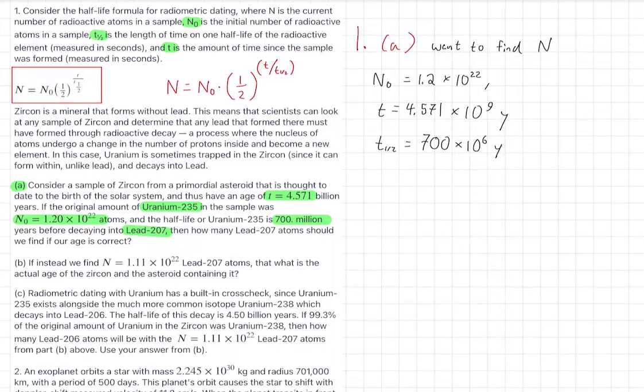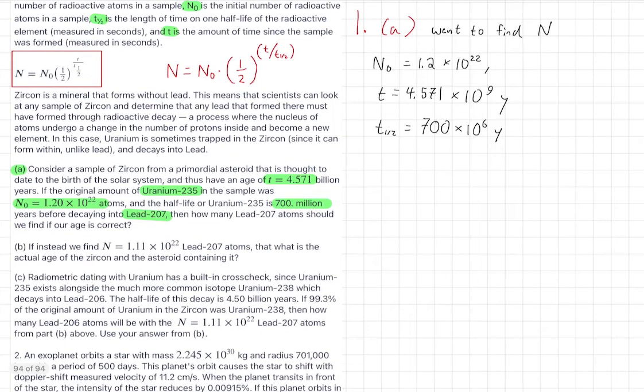So in this case, you have everything you need to plug into it. You just need to make sure that you are correctly putting the T over T1 half, so the T over half lifetime in the exponent, and making sure you're raising 1/2 to that power. And finally, make sure you're multiplying by the original population, the N naught. That's going to give you how many atoms there are left in a sample that is that old, 4.571.